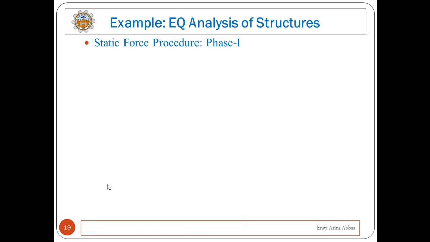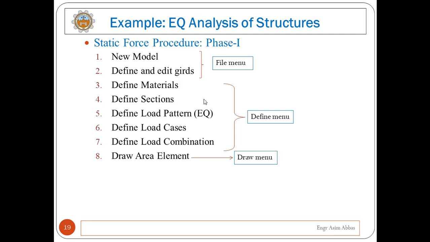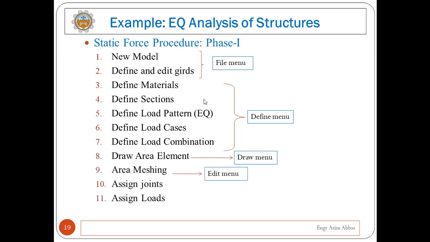Okay, now I will discuss phase 1. In phase 1, different steps are involved. First of all, I will create a new model, then I will define and edit grids, right? Then I will define materials, define sections and define load patterns, right? For the static force procedure, I will define a load pattern for earthquake, right? And then I will define the load cases, load combinations, then I will draw area elements if any, then I will mesh the area elements, right? Then I will assign joints and loads, right?